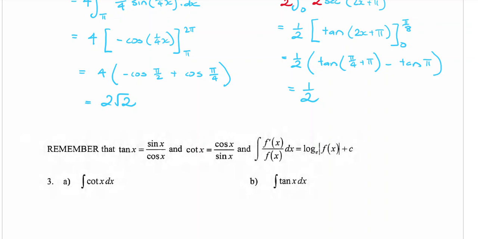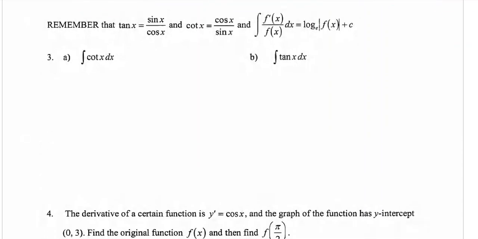If I have a function on the bottom and its derivative on the top, then it integrates to be log of whatever the function is. So I won't spoil it. We're going to do it down here for cot and tan, using the logarithm to help us integrate. So first of all, we're asked to do cot. So cot is the same as cos of x over sine of x.